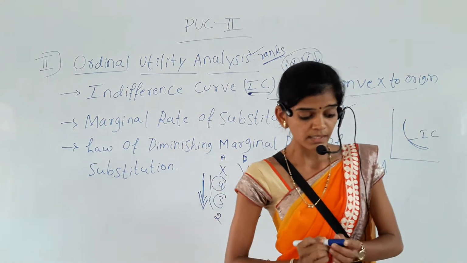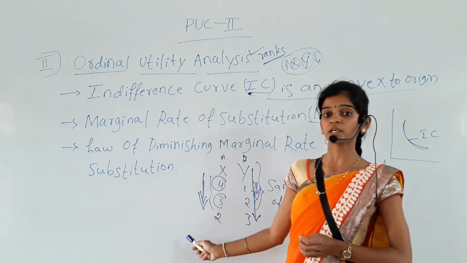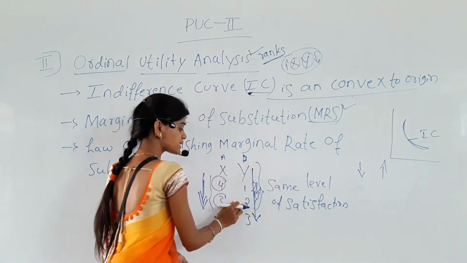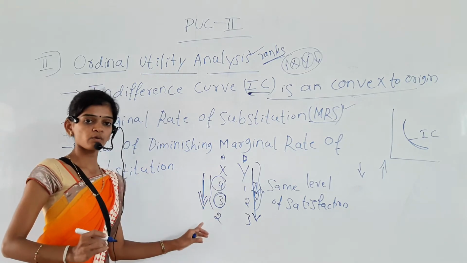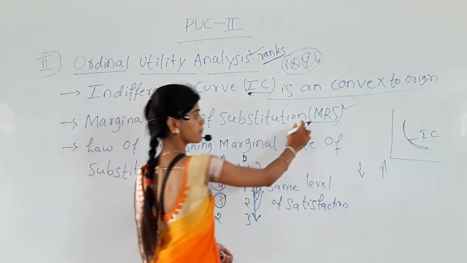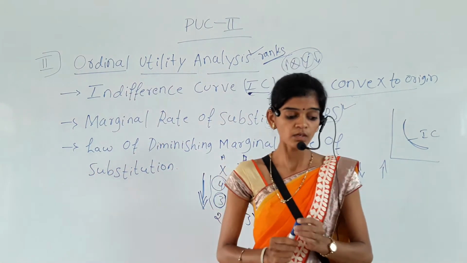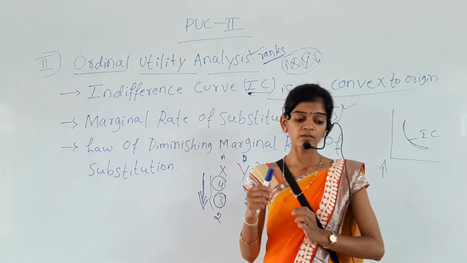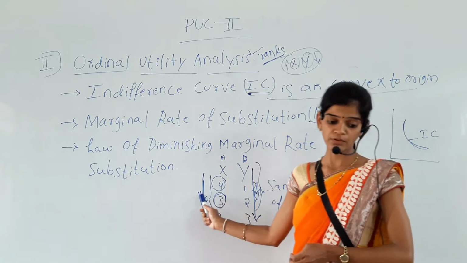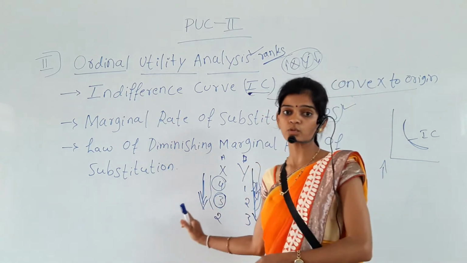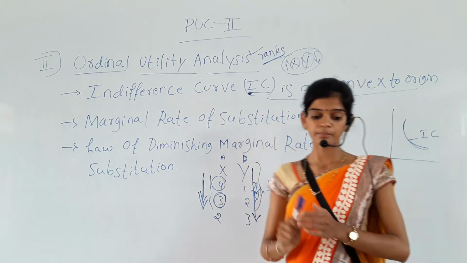It states that a consumer is willing to forgo some of one commodity to get an extra unit of another commodity. Here he wants to consume an extra banana, so he has to forgo some apples. That is called the MRS. MRS states that if a consumer wants to forgo one commodity for an extra unit of another commodity, it satisfies both. To satisfy both commodities, that is called the MRS.